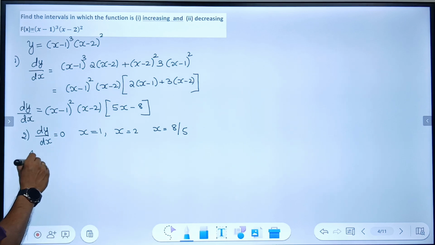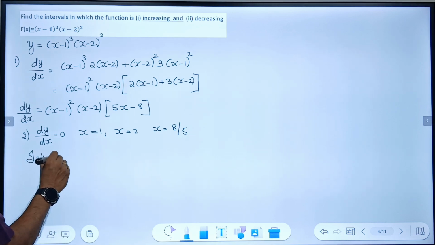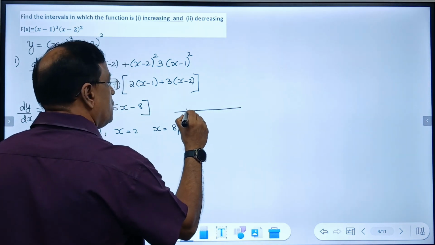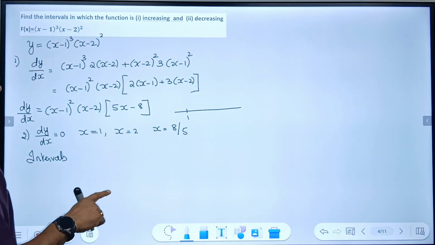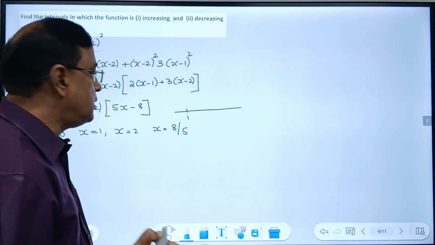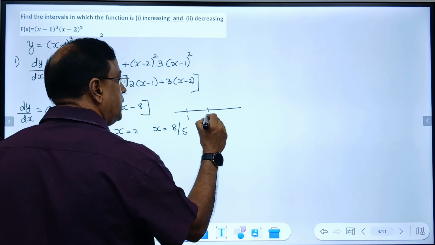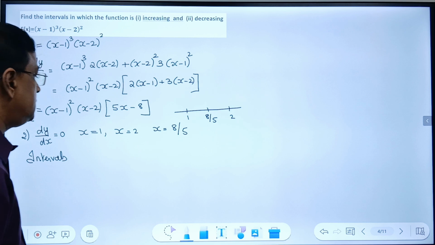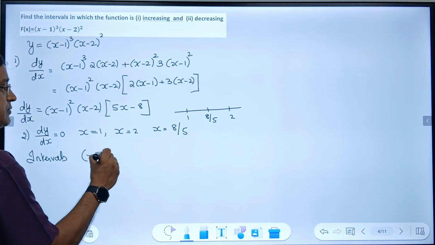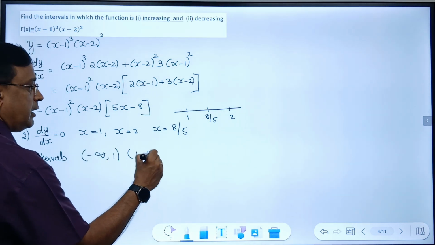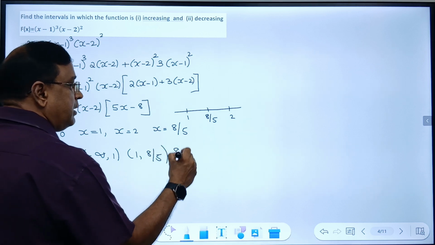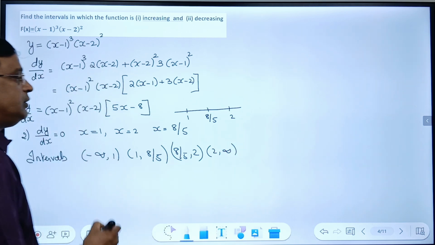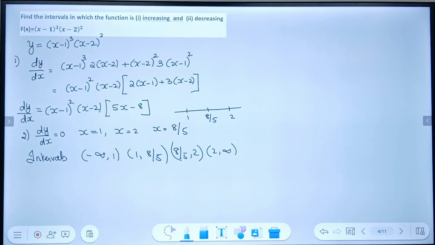Now what are the intervals? This is 1. 8 by 5 is 1.6, so it is somewhere here. This is 8 by 5 and this is 2. Now how do I break the interval? I break the interval as minus infinity comma 1, 1 comma 8 by 5, then 8 by 5 comma 2, and finally 2 comma infinity. There are totally 4 intervals. Now let's go one by one.